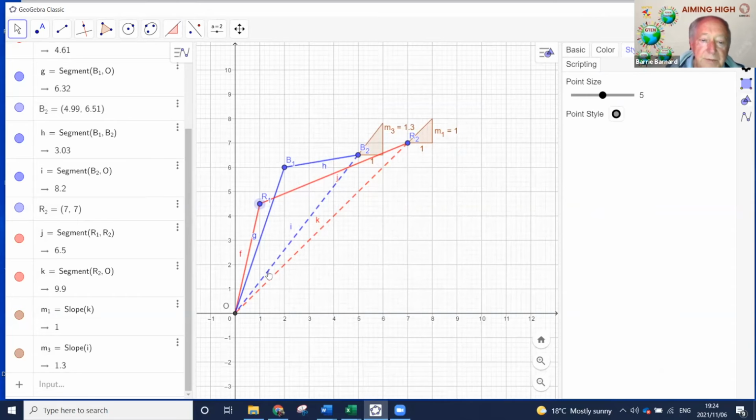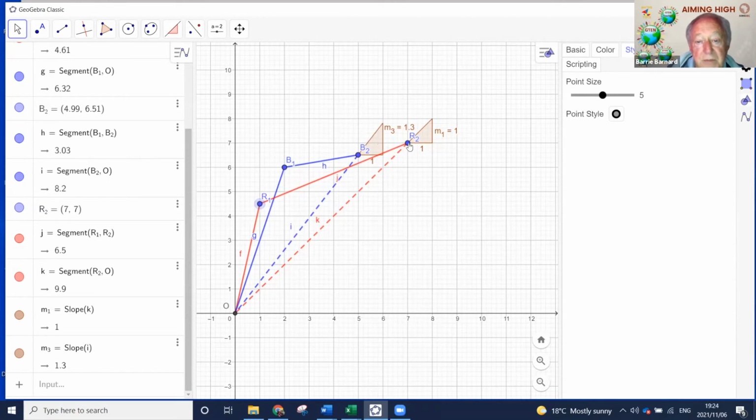So I've now created this in GeoGebra, and I use that icon on the top line to measure the slopes. There you can see, for instance, R2 to 0 has 7 units over 7 units, which is 1. The gradient of that line is 1. And the blue dotted line is 6.5 over 5, which is 1.3.